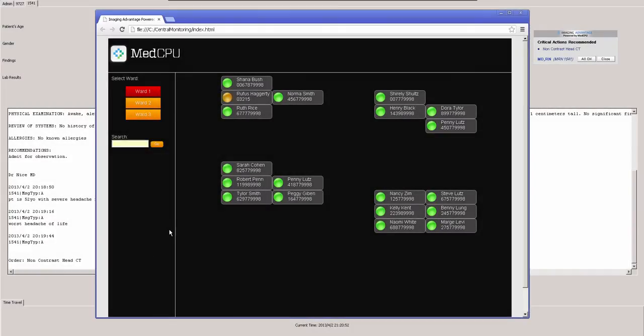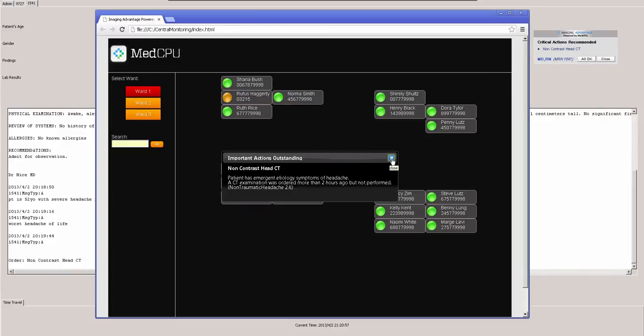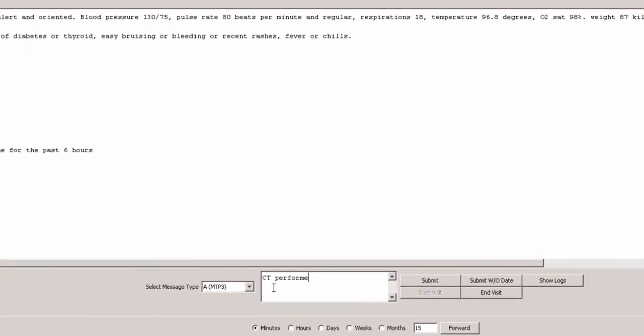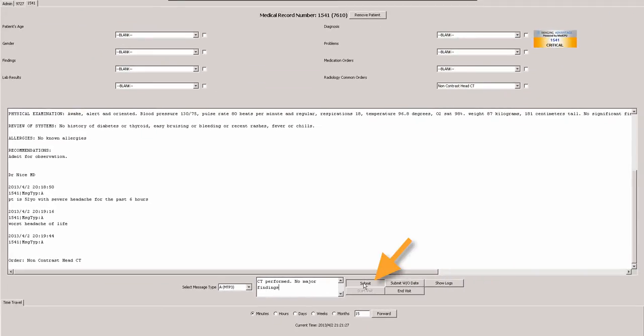An additional 15 minutes pass, and now the delay in performing the CT is more than an hour. At this stage, the advisor starts flashing orange, indicating that the status of the delay is now critical. This alert also escalates to the central monitor, which starts flashing orange by the patient's name. Clicking on it reveals the reason for this alert. Documentation in the chart that the CT was performed turns the advisor to OK.